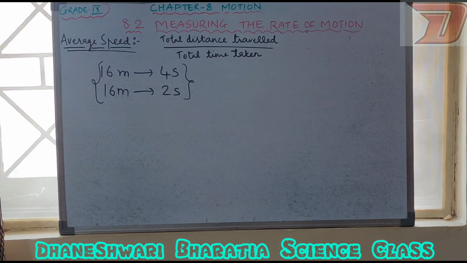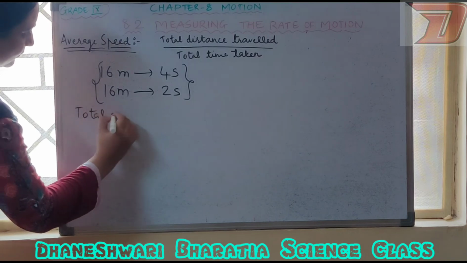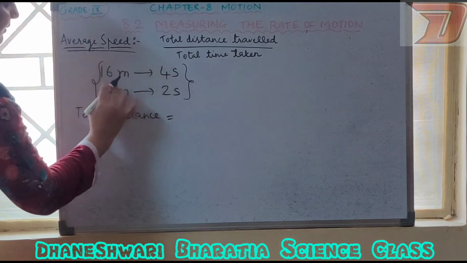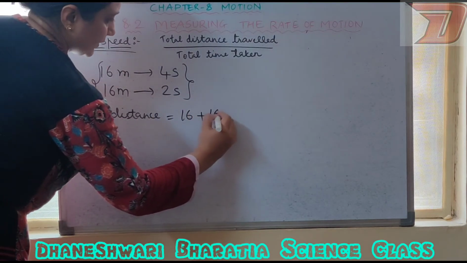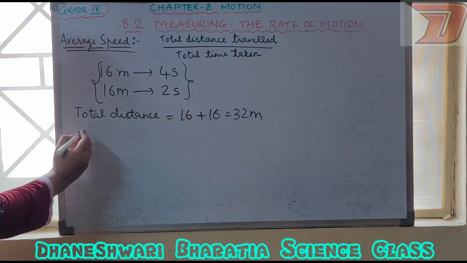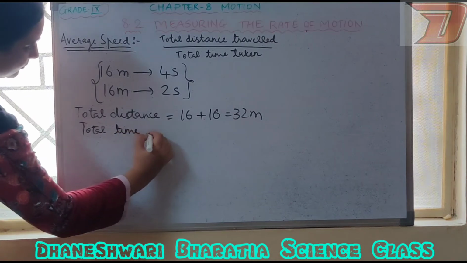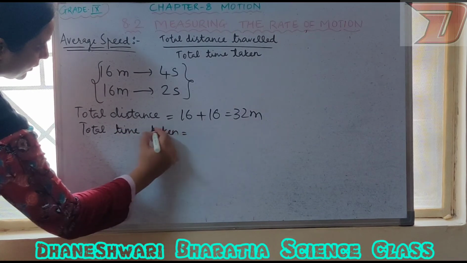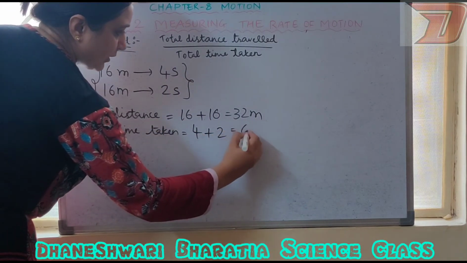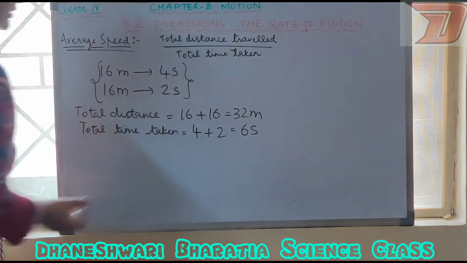So let us do this first. First, what do we have to do? Total distance. So what will be the distance? 16 plus 16. That is going to be your 32 meter. Right? Now we have to find total time taken. So what is the total time taken? 4 seconds plus 2 seconds. That will be your 6 seconds. Isn't it? We have got distance and we have got time also.